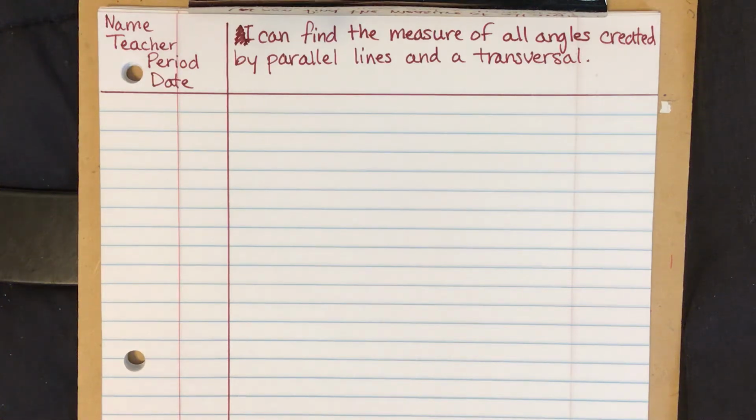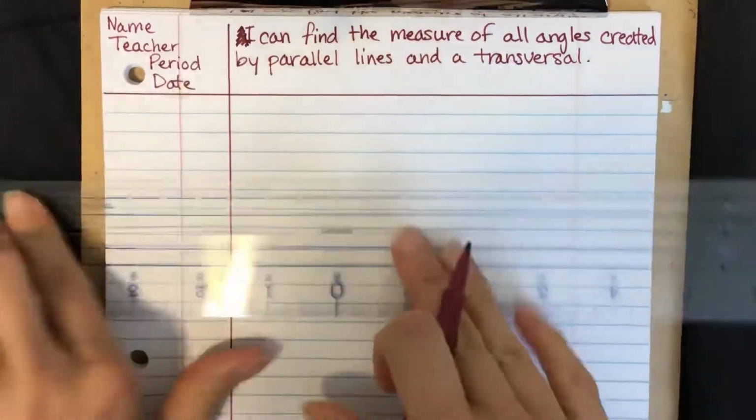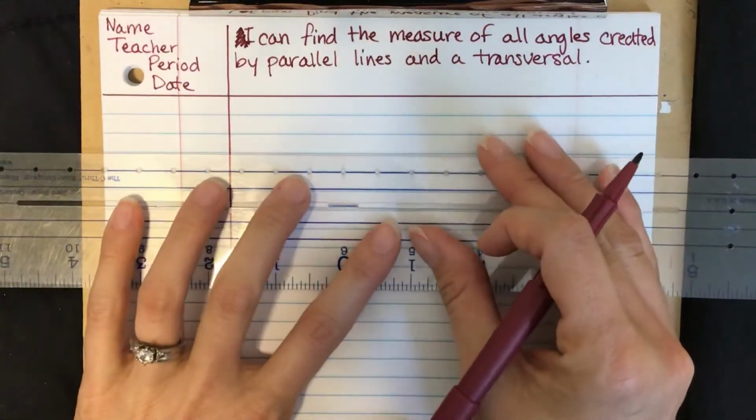Today we're going to look at the angles that are created by parallel lines and a transversal. Okay, so you may be wondering what that means. So I'm going to draw you a picture. First of all, I'm going to draw a set of parallel lines.